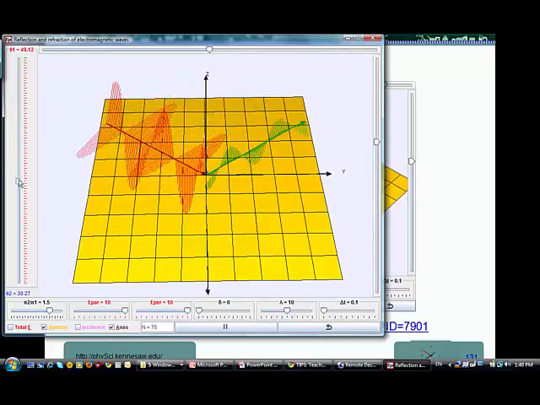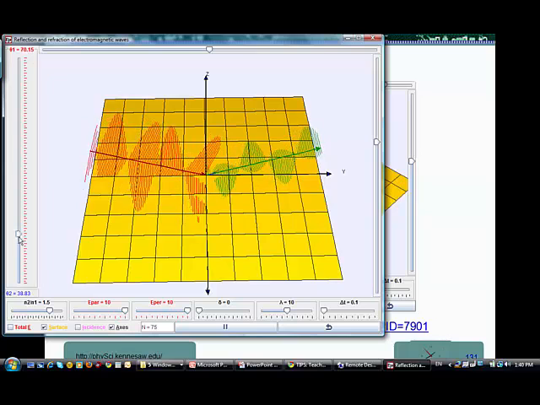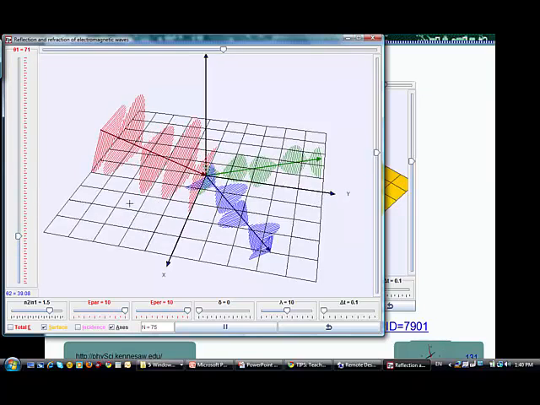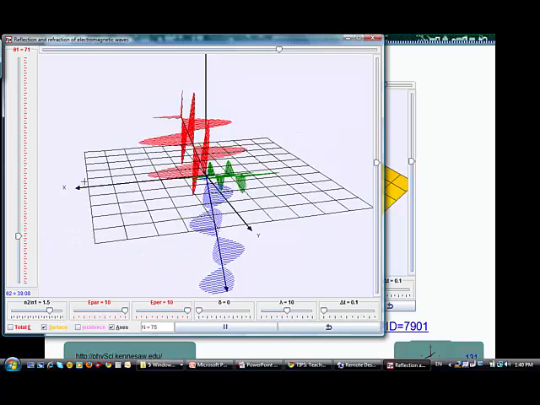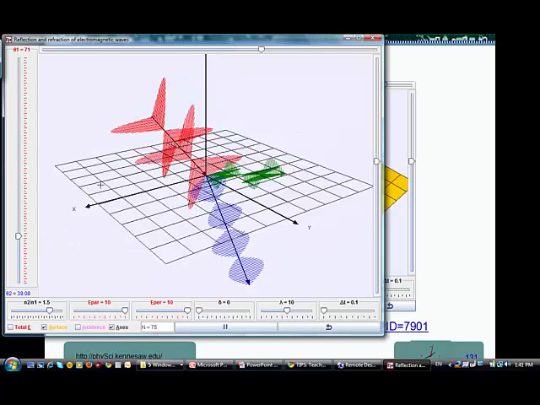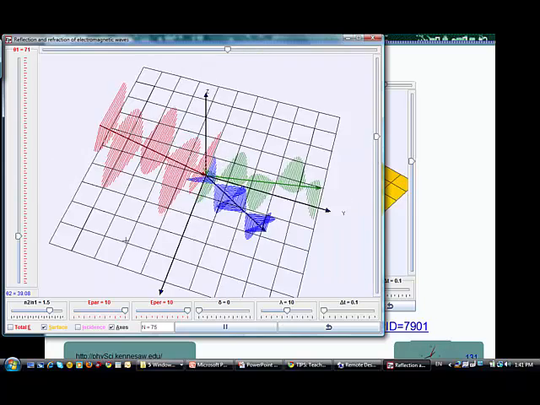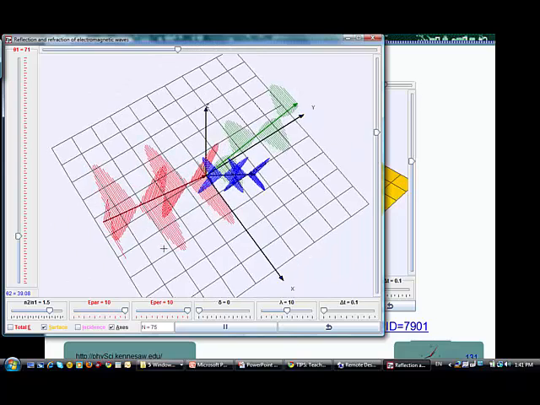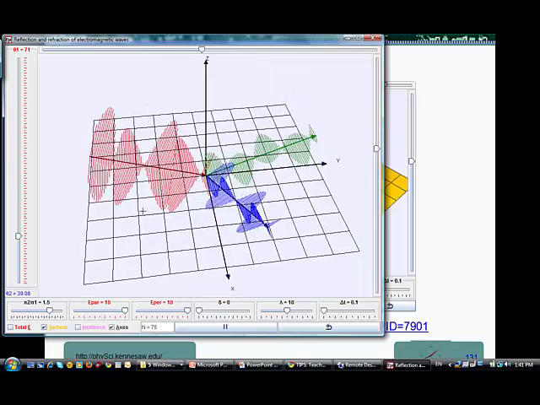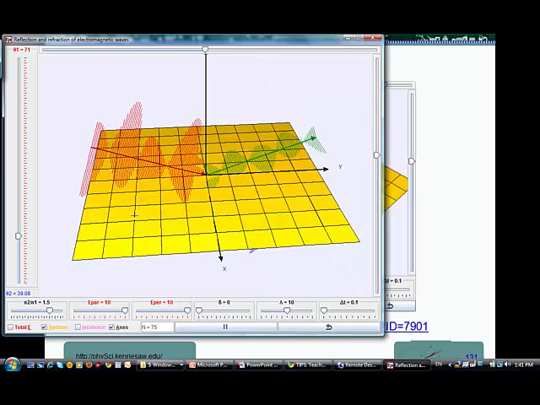Now, if I increase the angle beyond Brewster's angle, we are going to get the same kind of situation. We now have both polarizations, but still the perpendicular one is a lower amplitude than the horizontal one. So it is partially polarized.